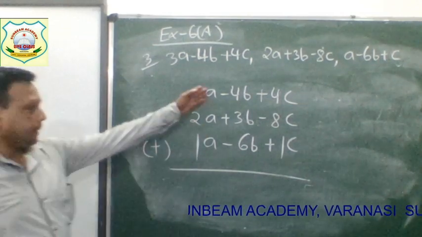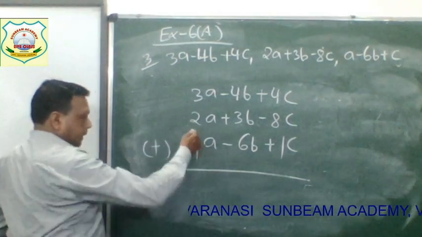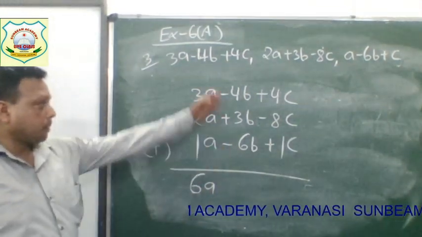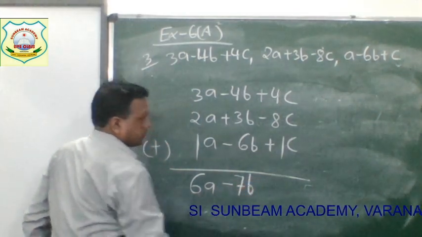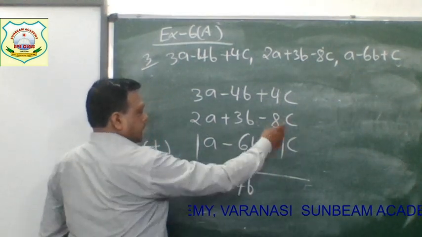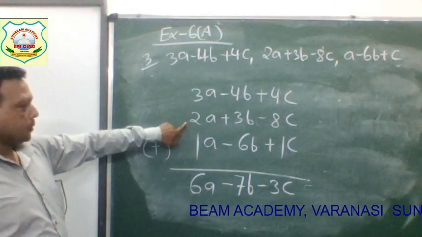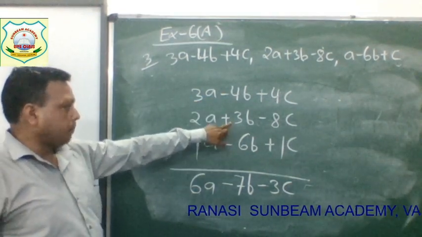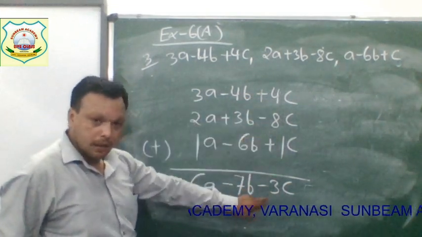They are all same, what shall we check? And these are all positive signs, so we will add them. 3, 2, 5, 1, 6, 6, 8, minus 6, plus 6, 4, 10, minus 10, plus 3, minus 7b, and plus 4c and plus 1c, plus 5c, minus 8c. So 3 plus 2, that is 5, plus 1, 6a, minus 4 minus 6, minus 10b plus 3b and minus 7b, plus 4c plus 1c, that is 5c, minus 8c, that is minus 3c.